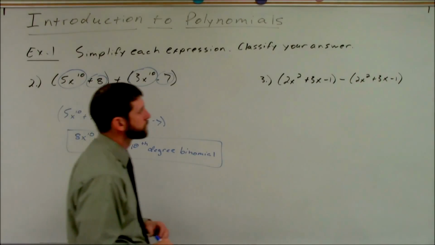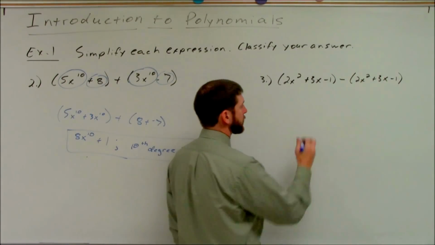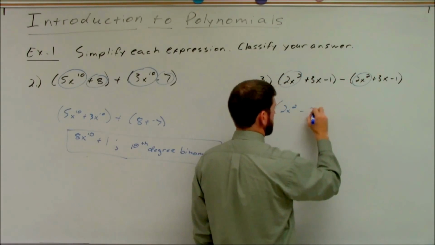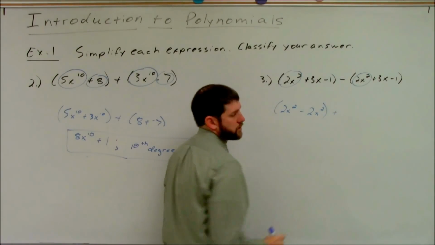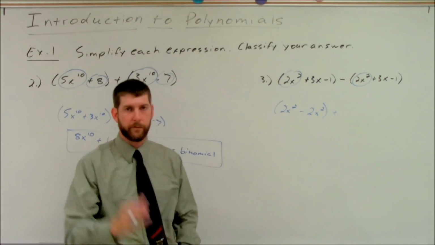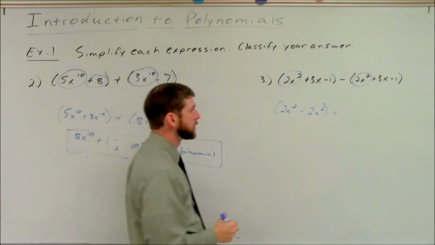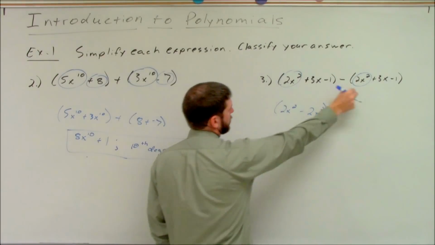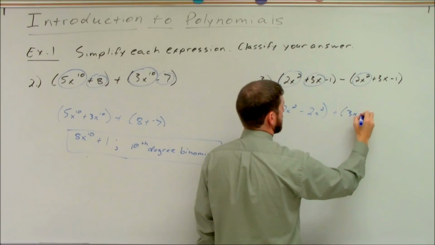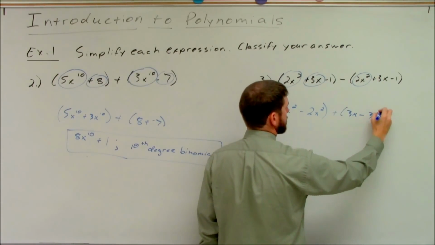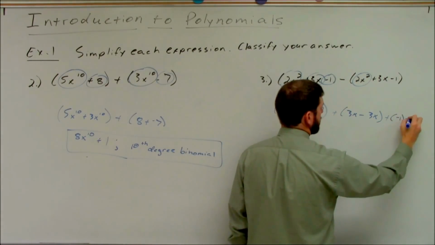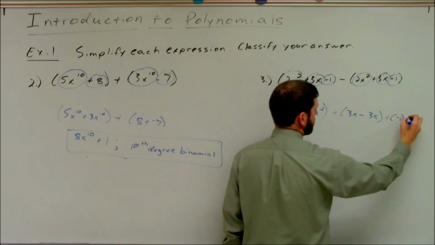Well, let's look at this second one here. Putting all of our like terms together. So 2x squared minus 2x squared plus, because remember a polynomial is the sum of terms. So even if we're subtracting here, it's that difference plus the next difference plus the next difference. So it's going to be a sum of all these differences. So 2x squared plus 2x minus 2x squared plus 3x minus 3x plus negative 1 minus negative 1.